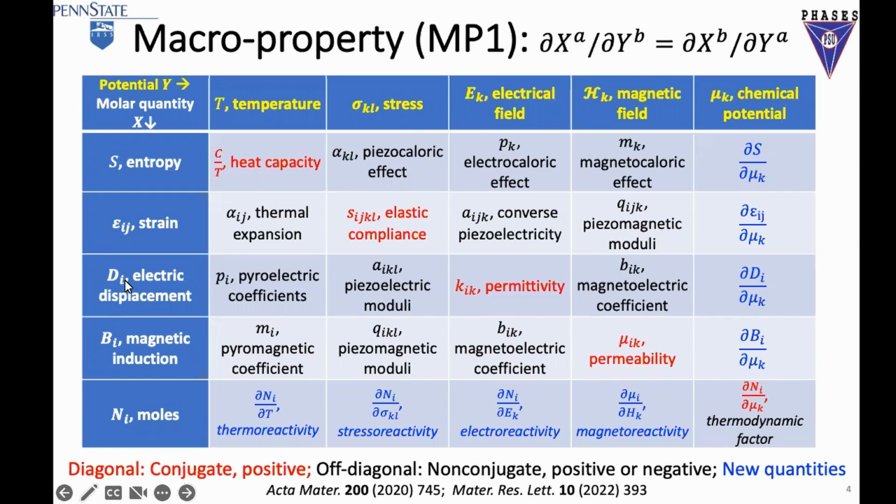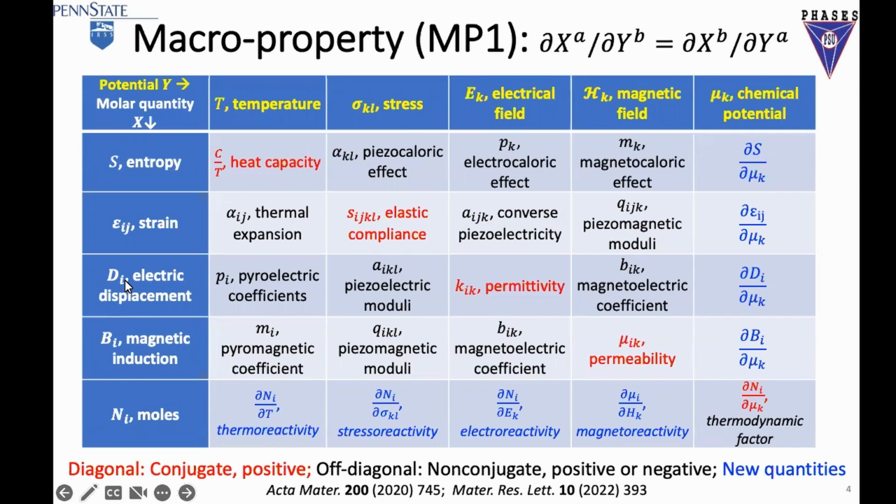And then in the middle of the table are the second derivatives of the free energy, which are the first derivatives of the white quantities with respect to the yellow quantities. For example, the entropy derivative with respect to temperature gives you the heat capacity. That's the first derivative of entropy, but the second derivative of the free energy. So all of them are second derivatives. Those are the properties we talk about most of the time when we do measurements.